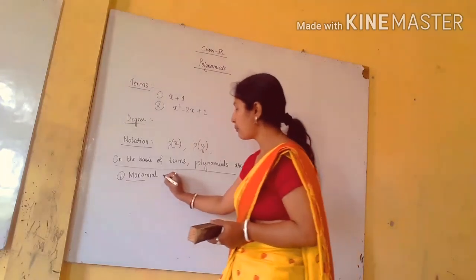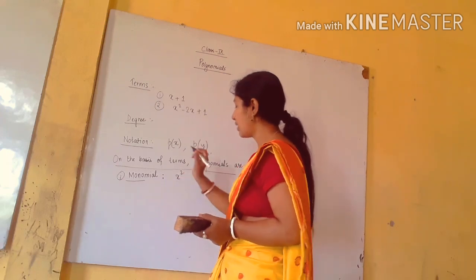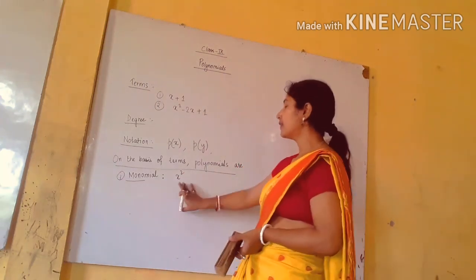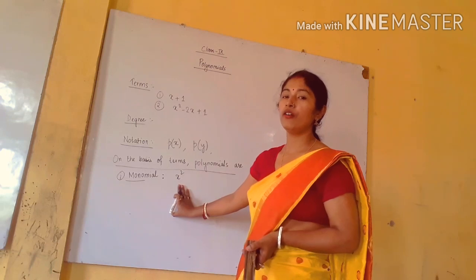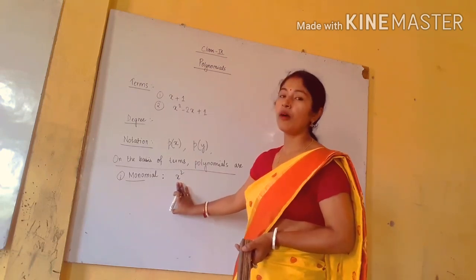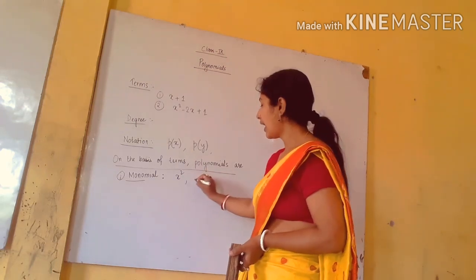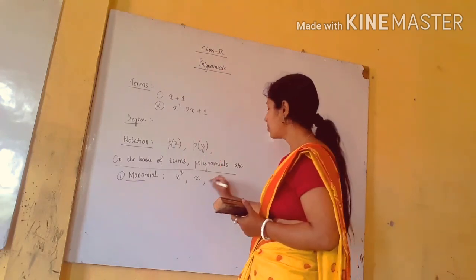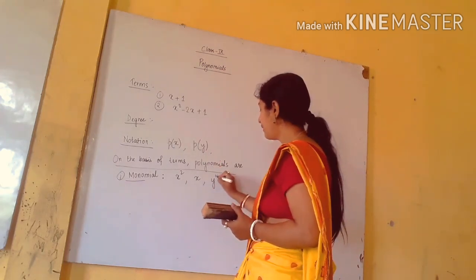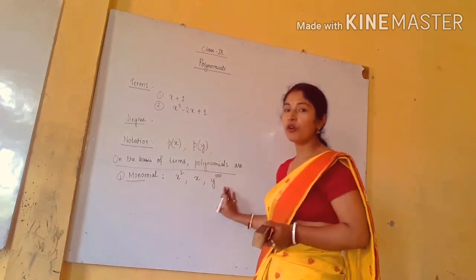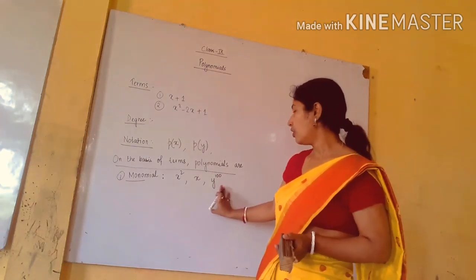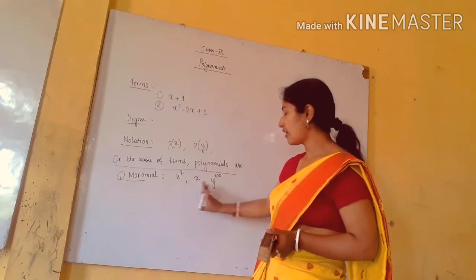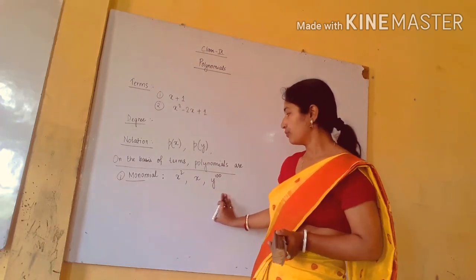Suppose I have a polynomial x square. This is a polynomial. Here the number of terms is only 1. So this is called a monomial. Also x, this is also a monomial. Suppose y to the power 100. This is also a monomial because all these 3 polynomials have only one term.